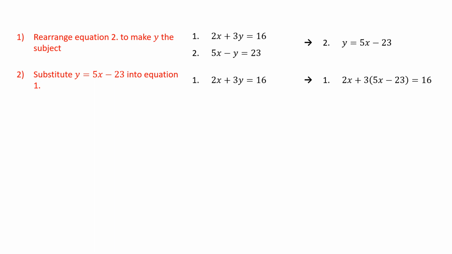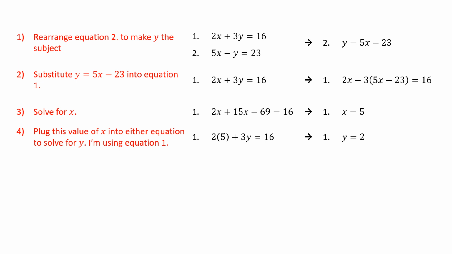You can see here that I've done that, and when I simplify, I get an expression which I can solve for x. When I do this, I get that x is equal to 5. I'm now going to choose one of the equations and plug this value of x in to solve for y. So here I've taken equation 1, which is 2x plus 3y equals 16. So I have 2 times x, which is 5, plus 3y equals 16. Solving for y gives me that y is equal to 2.